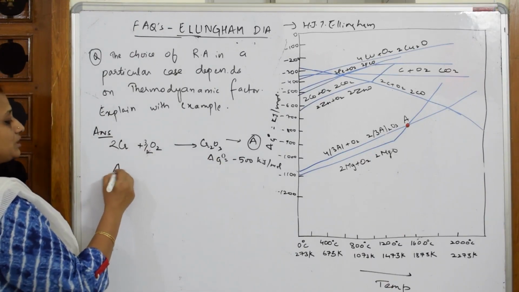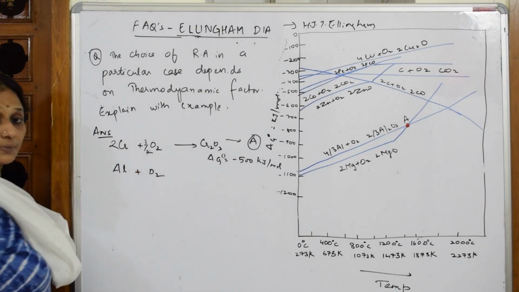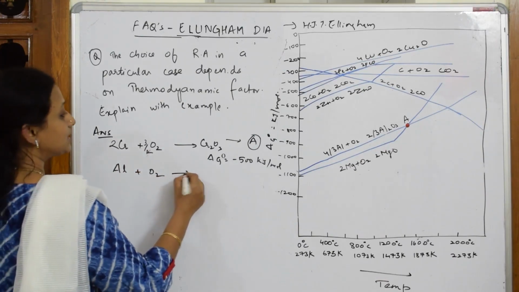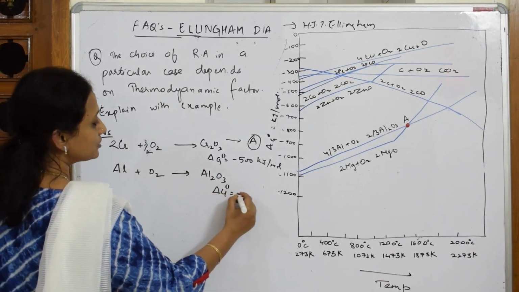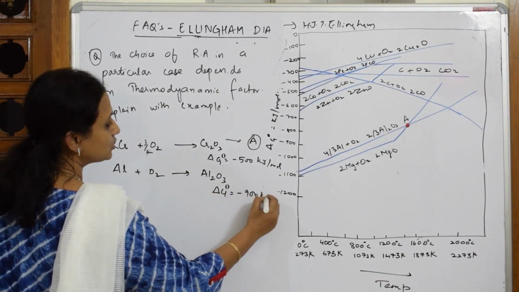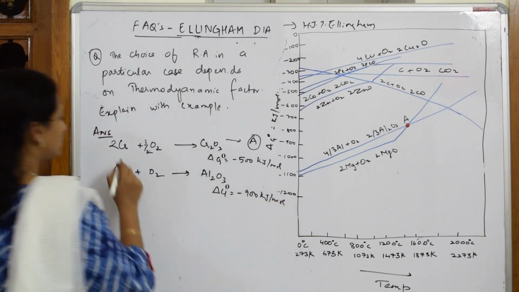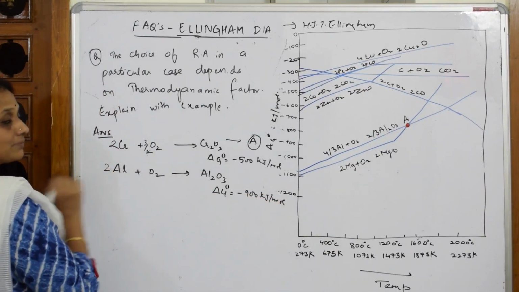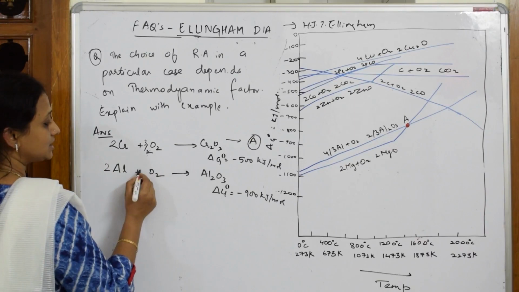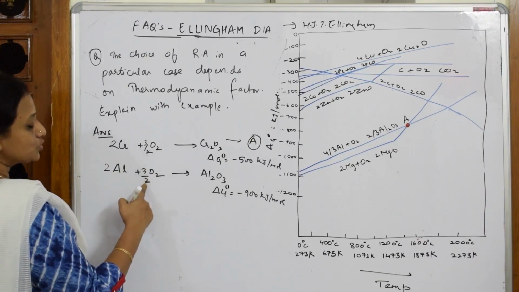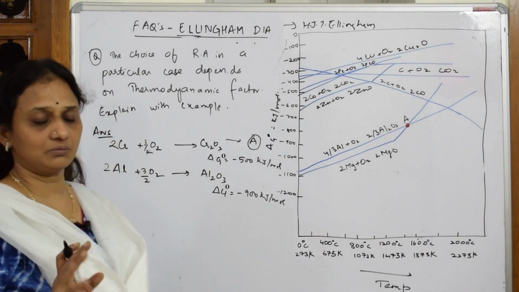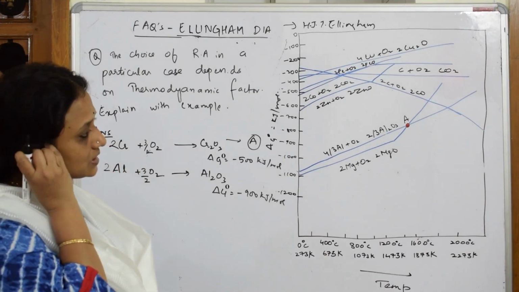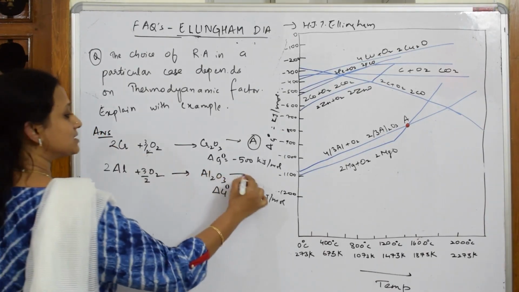Now, I'm going to take aluminium. I'm going to supply oxygen to this. This is again getting converted to metal oxide, Al2O3. Now, the delta G value for this is minus 900 kilojoules per mole. Again the same thing, aluminium is 2, I'm balancing with 2. Oxygen is 3, so I have to take 3 by 2. 2 and 2 get cancelled. Fractional balancing, I'm left with 3 moles of oxygen. Done. Let me take this as B.